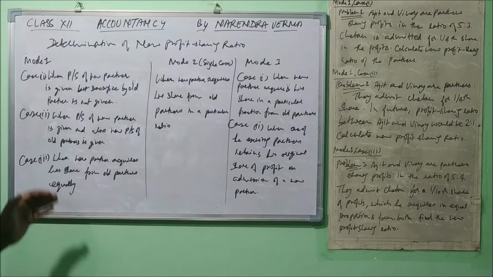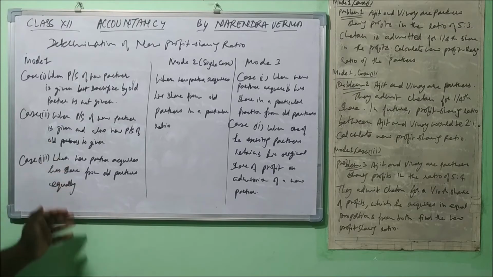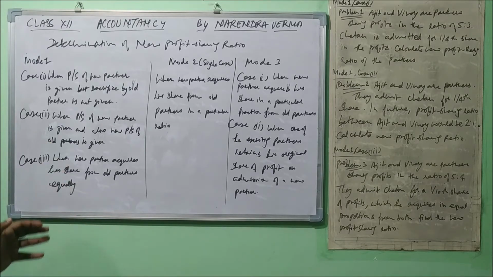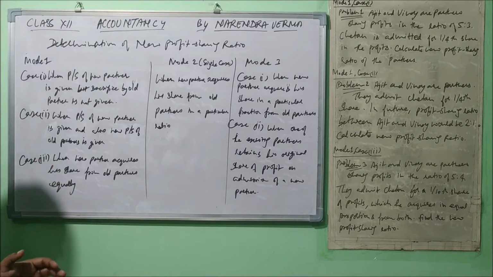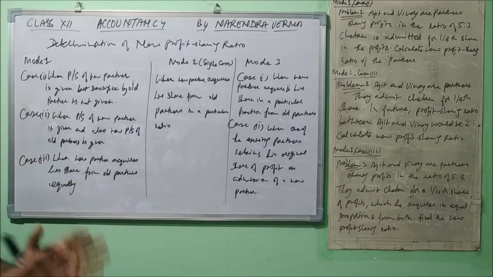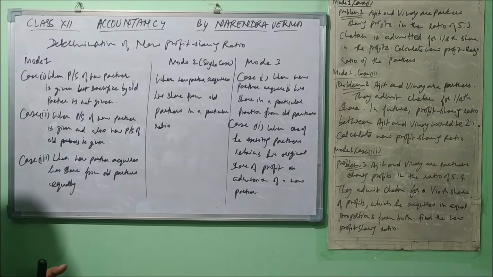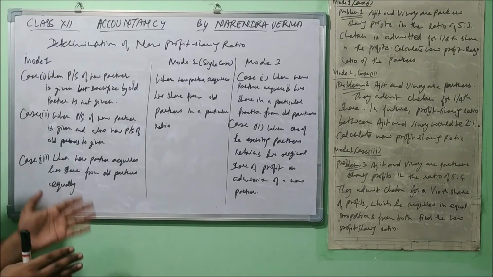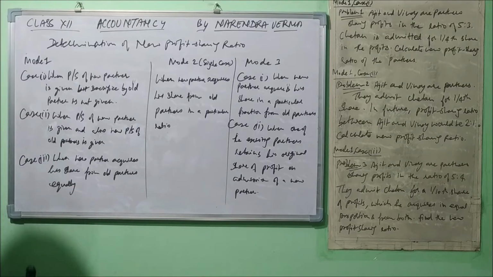Another case, when profit share of new partner is given and also new profit sharing ratio of old partners is given. See here what will happen: new partner's share is given and new profit sharing ratio of old partners is also given. Okay, so here also a certain kind of numerical problem will be there.